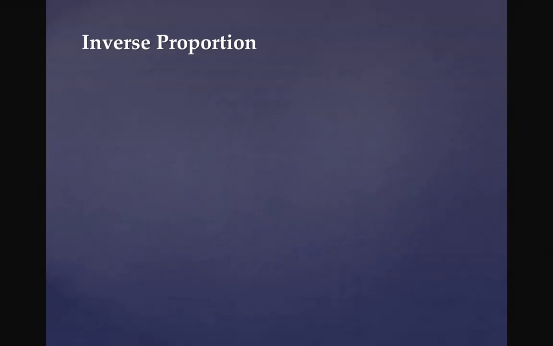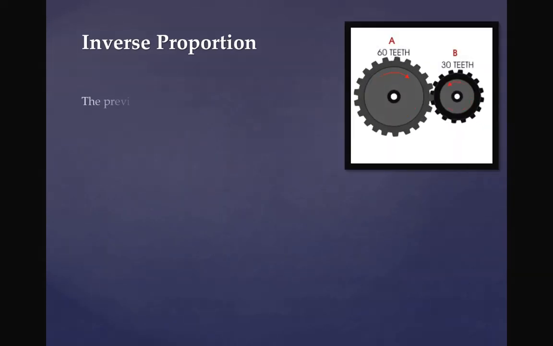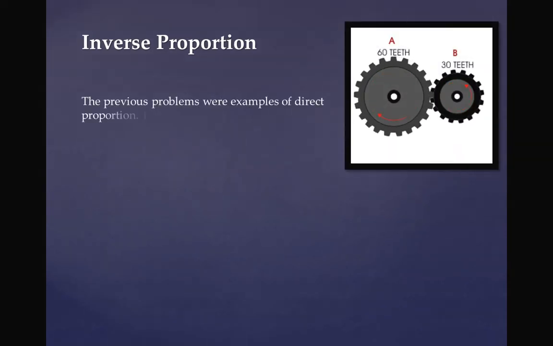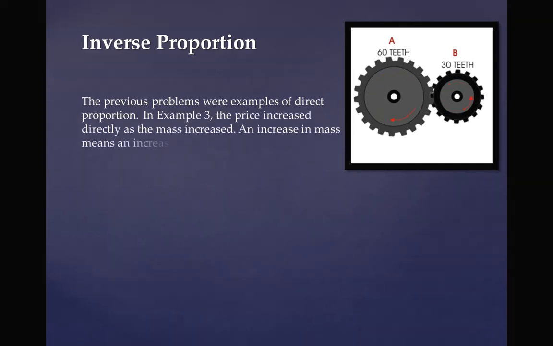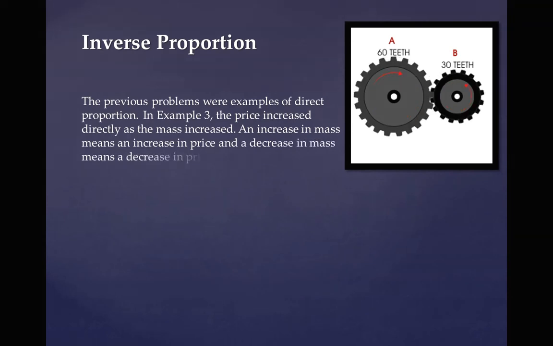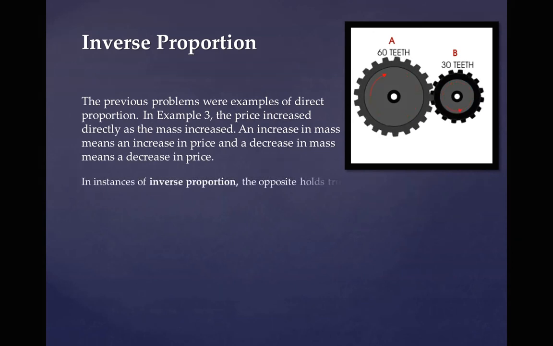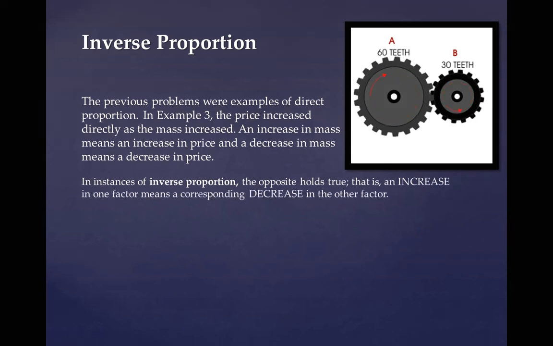Inverse proportion. The previous problems were examples of direct proportion. In example 3, the price increased directly as the mass increased. An increase in mass means an increase in price, and a decrease in mass means a decrease in price. In instances of inverse proportion, the opposite holds true. That is, an increase in one factor means a corresponding decrease in the other factor.